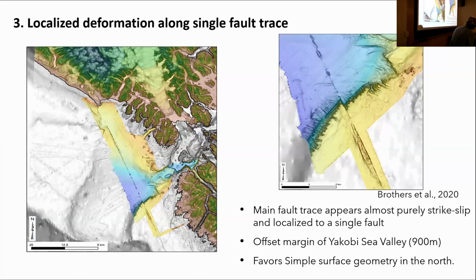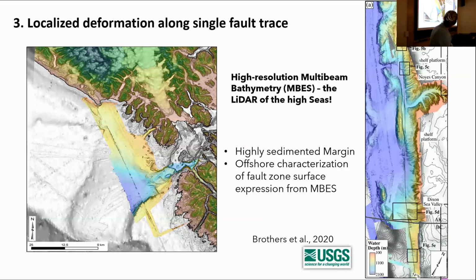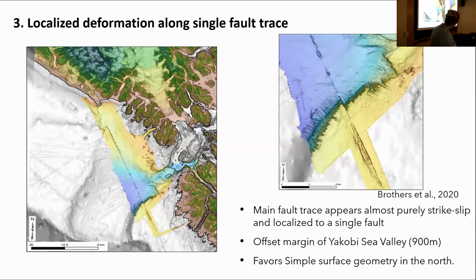If you are used to looking at almost any kind of geophysical data, but especially multi-beam bathymetry data, you should look at an image like this and say, well, that's an artifact. That must not be real. It was something about the way the ship crossed over. But this indeed is not an artifact. It's real. It's a place where the edge of that sea valley has been offset by about 900 meters in this case, if you're really careful in how you measure it.